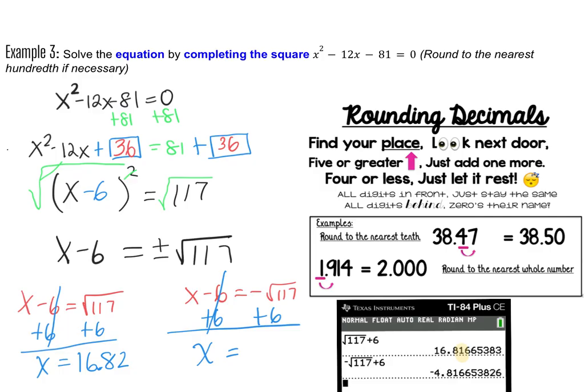And then I'm going to look at my second one. Notice that I have a negative outside of the radical. So I have negative square root of 117 plus 6. That's going to give me negative 4.816. Because it is essentially the same number, I'm just adding or subtracting a negative to it, I essentially have the same type of decimal, so I can round to negative 4.82. So just as expected, I have two answers, and this time they are rounded to the nearest hundredth.